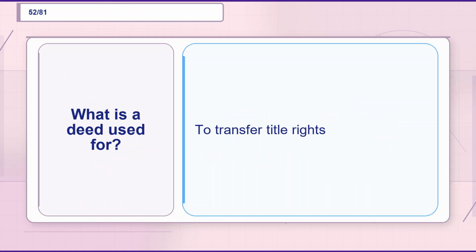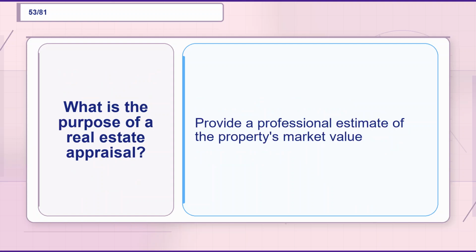Flashcard 52. Term: what is a deed used for? Definition: to transfer title rights. Flashcard 53. Term: what is the purpose of a real estate appraisal? Definition: provide a professional estimate of the property's market value.